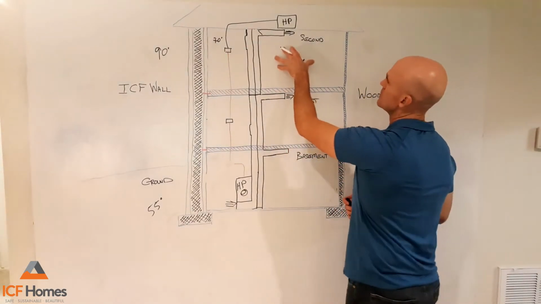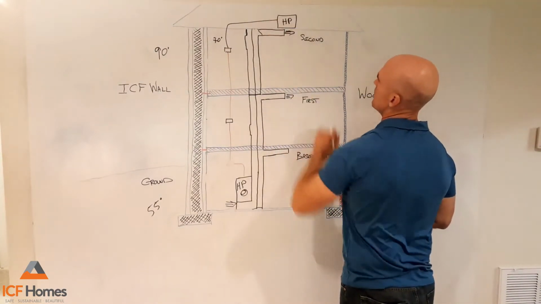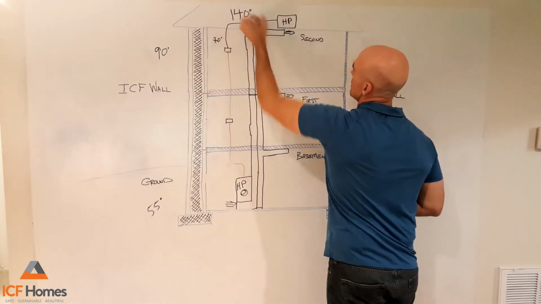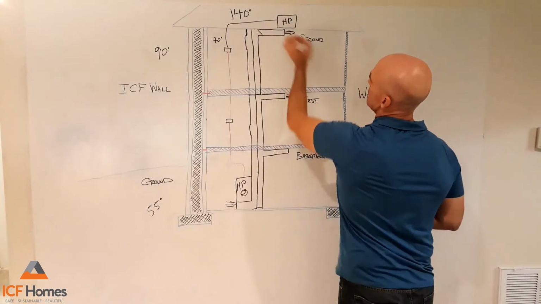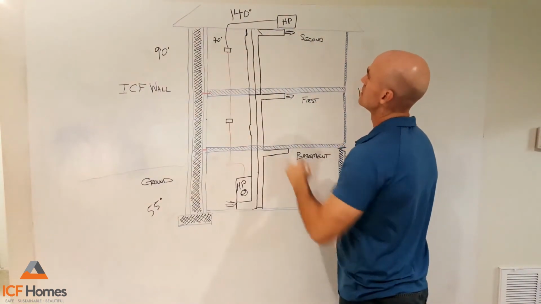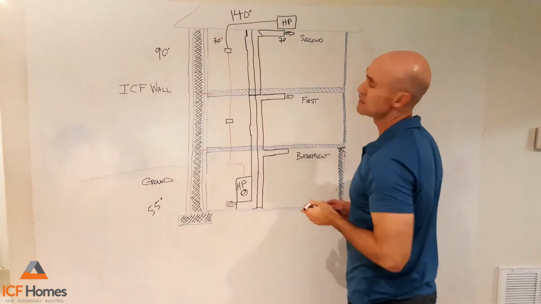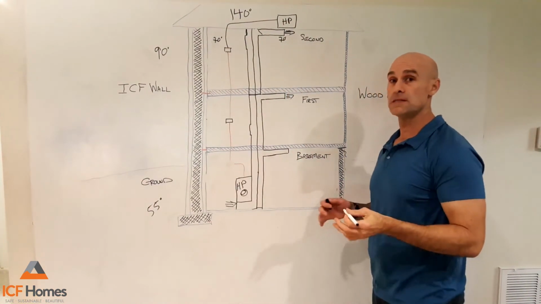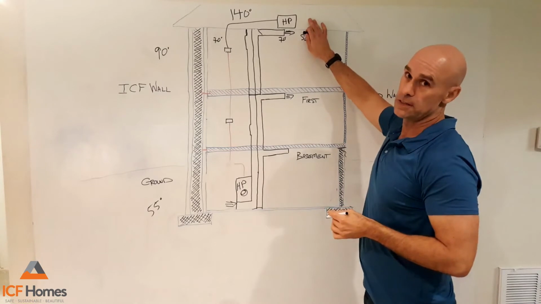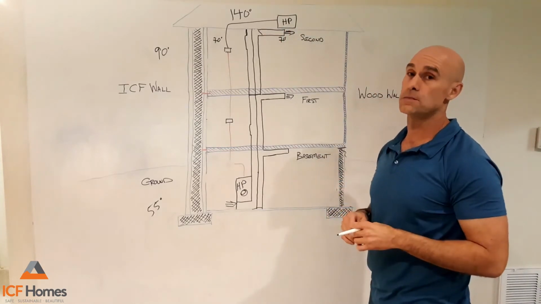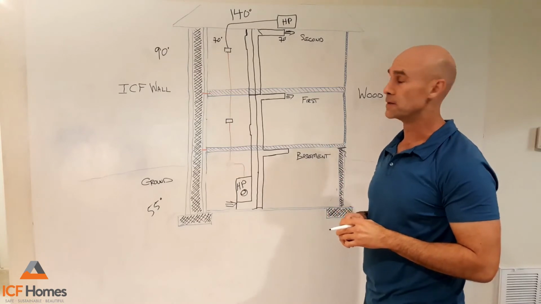The other challenge is on the second floor, you've got your heat pump up here in the attic. It could be 140 degrees in the summertime, and your heat pump is a 140 degree metal box, and you're trying to blow 70 degree air out from a 140 degree metal box. They do it, it can be done. It takes an awful lot of energy to get air from 140 down to 70. That's the way a lot of homes are, but it's just not the most efficient way to do it.